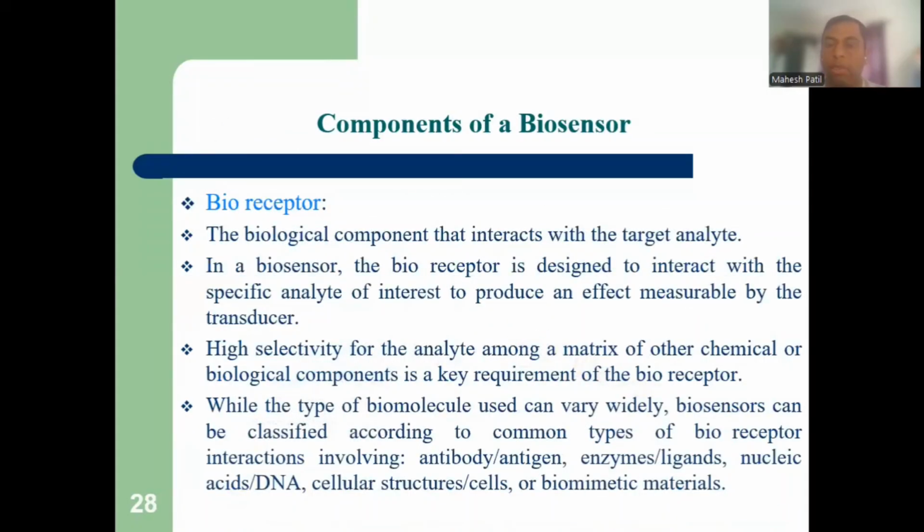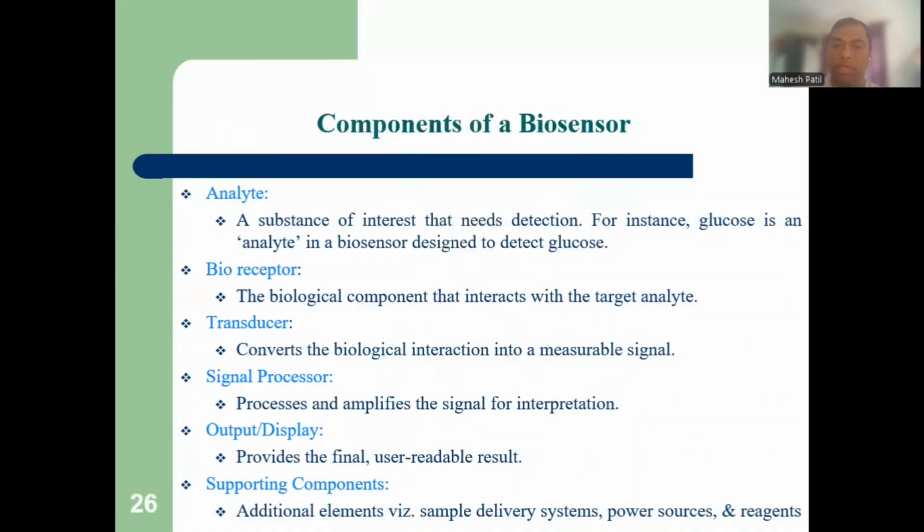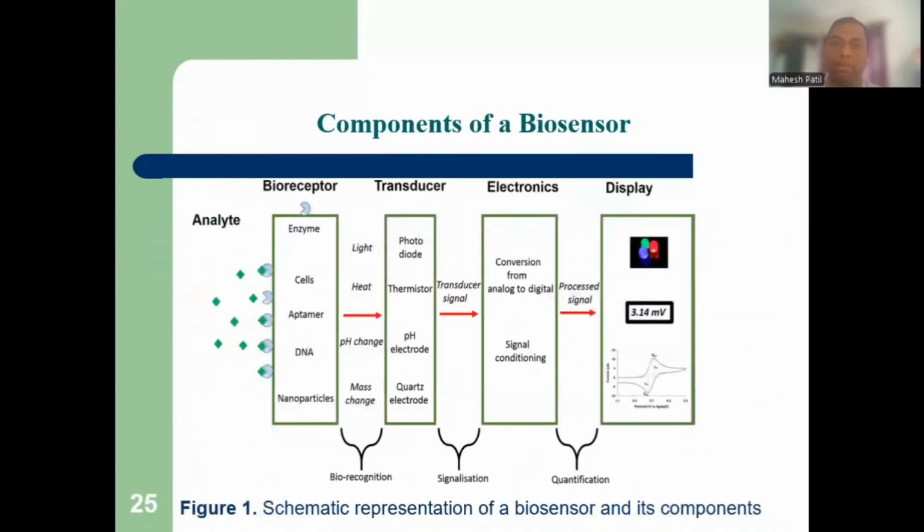So the first component which we have seen in the previous slide is basically the analyte. From the biosensor component diagram, the first and foremost is the analyte. And this analyte is the part which is most important to us. Let's say we are interested in monitoring blood glucose. So from the blood, the glucose is the analyte. That is what we are interested in. So analyte is the first part of our components.